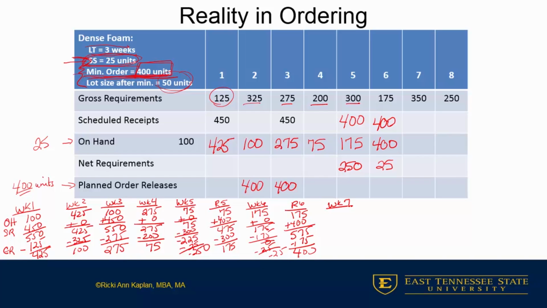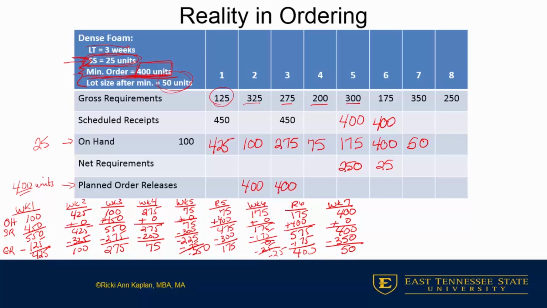Let's look at week 7. In week 7, we take a look at what was left on hand at the end of week 6. I had 400 units left over at the end of week 6, and at this point I have no scheduled receipts, which gives me 400 units to be able to use of this dense foam to make the helmets in week 7. How many do I plan on using? My gross requirements, 350, which gives me 50 left over at the end of week 7. That satisfies my safety stock. It's above 25.